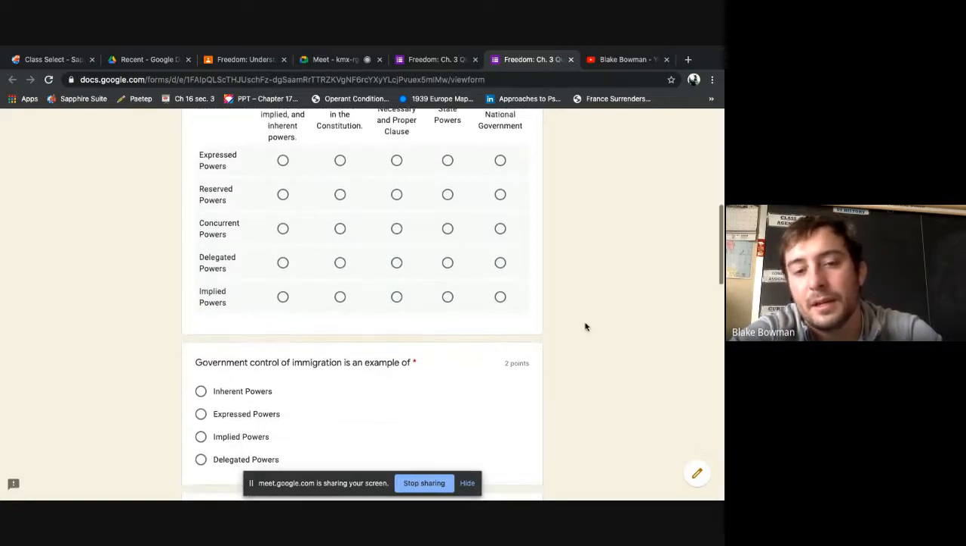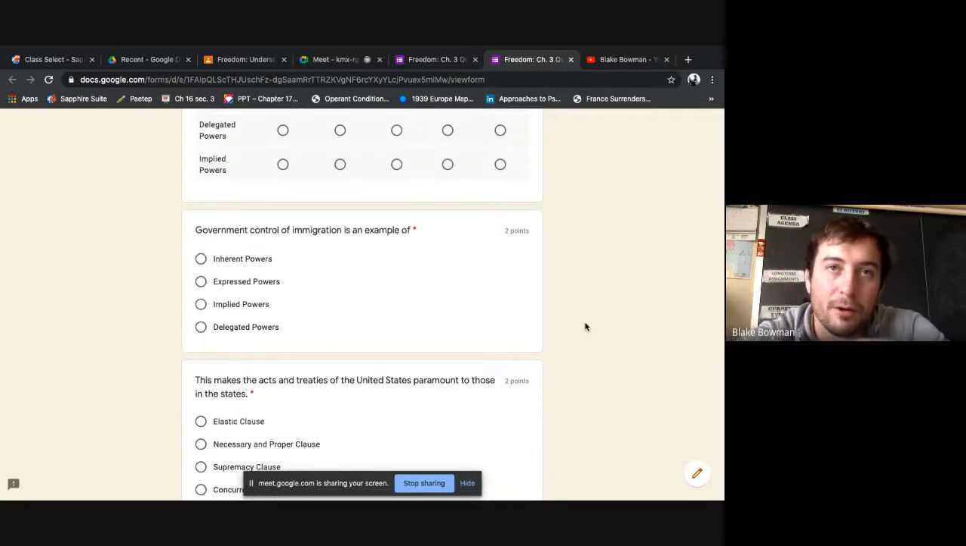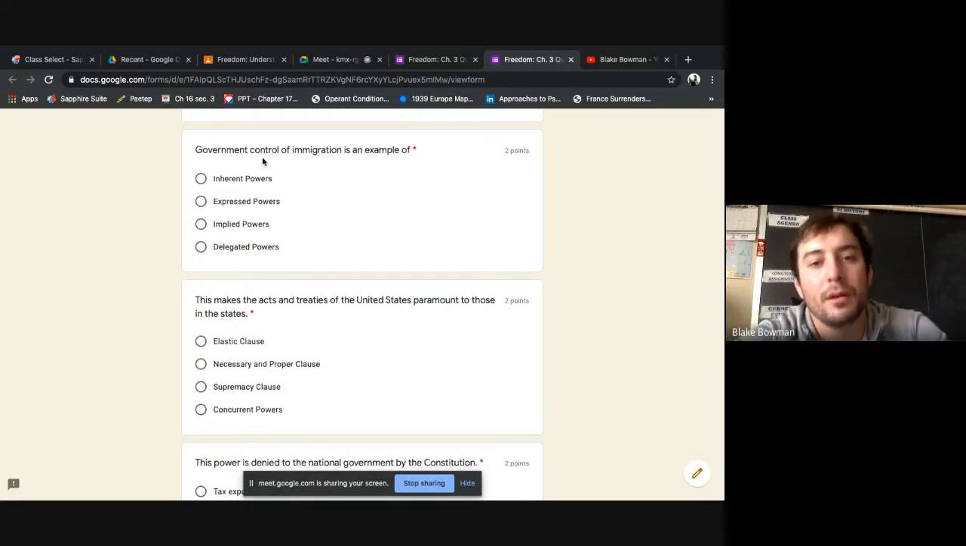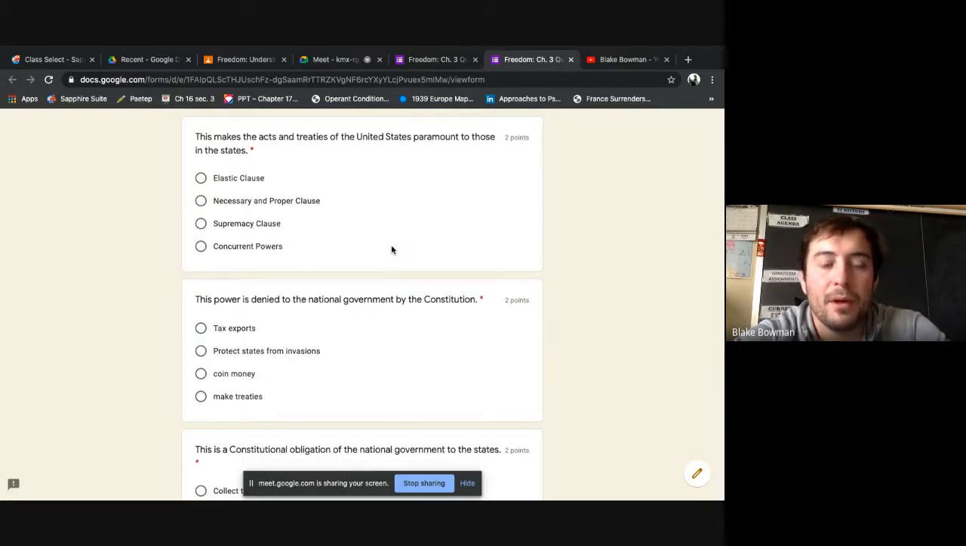So they're not stated in the Constitution, but they are stretched, right? The national powers are stretched to include certain rights and powers that the national government has that aren't specifically stated. So government control of immigration is an example of delegated powers. This makes the acts and treaties of the United States paramount to the states, the supremacy clause.